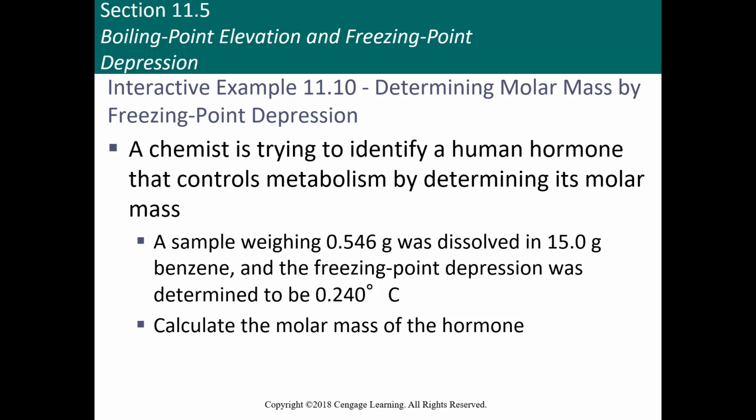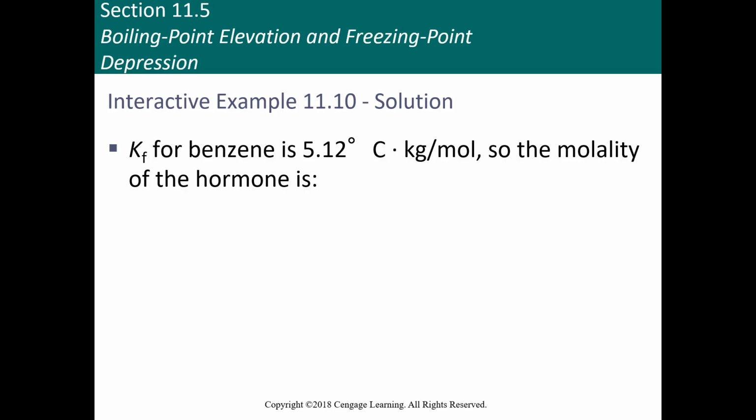So a sample weighing 0.546 grams was dissolved in 15 grams of benzene. The freezing point depression was determined to be 0.240 degrees Celsius. And so again, we're going to do a very similar problem as we did before in that boiling point elevation for this. And so again, we look up the Kf for benzene. That's 5.12 degrees Celsius kilograms per mole, which, by the way, if you look here at the Kfs, you can always get what you need for everything else.